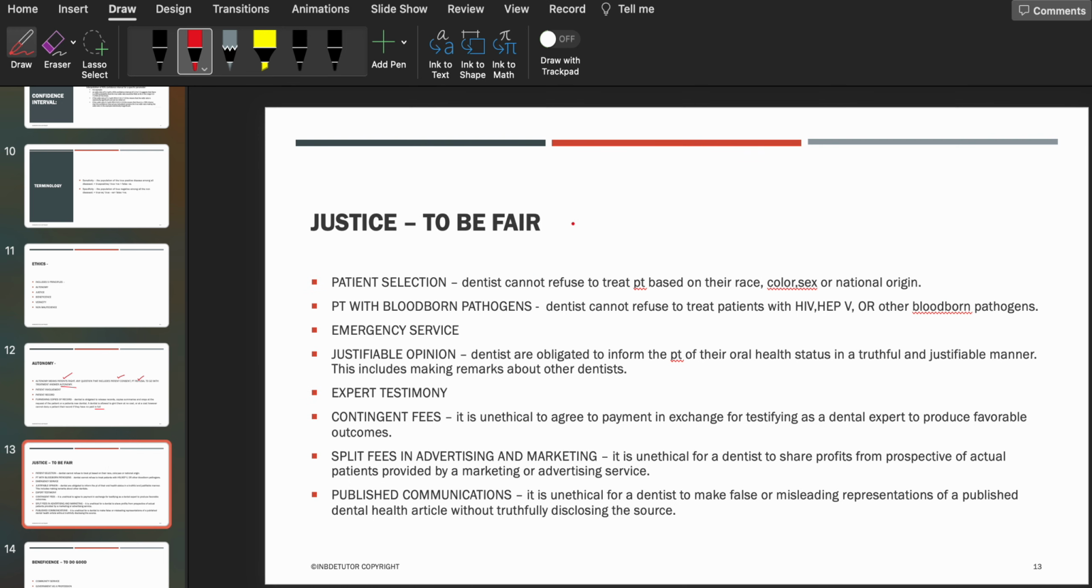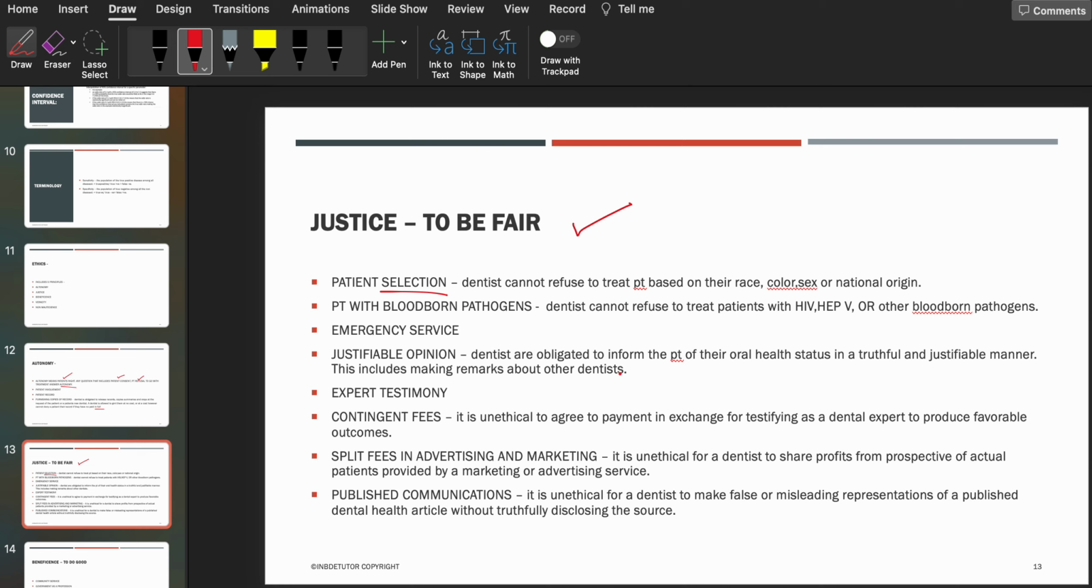Now, the next one is justice, to be fair. It includes patient selection. A dentist cannot refuse to treat a patient based on their race, color, sex, or national origin. So if the question talks about patient selection, patients with blood-borne pathogens, or emergency services, any of these, you have to mark justice. A dentist cannot refuse to treat a patient with HIV, hepatitis, or other blood-borne pathogens. Emergency services again come under justice.